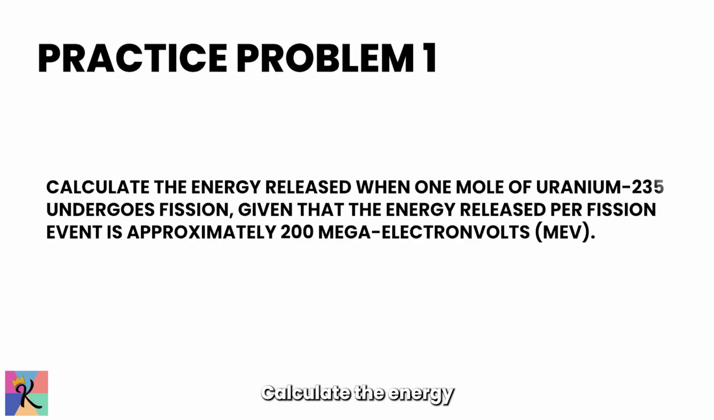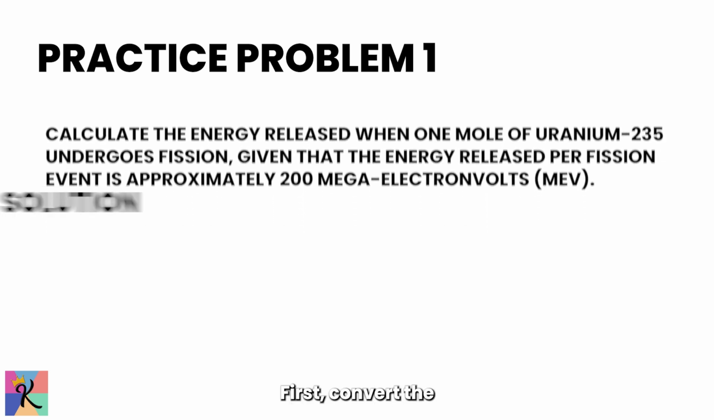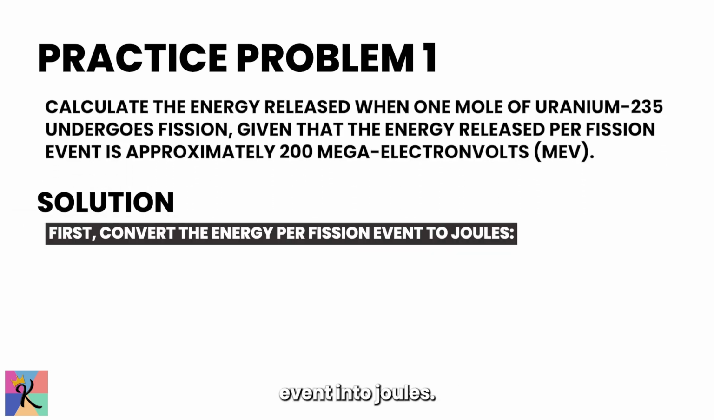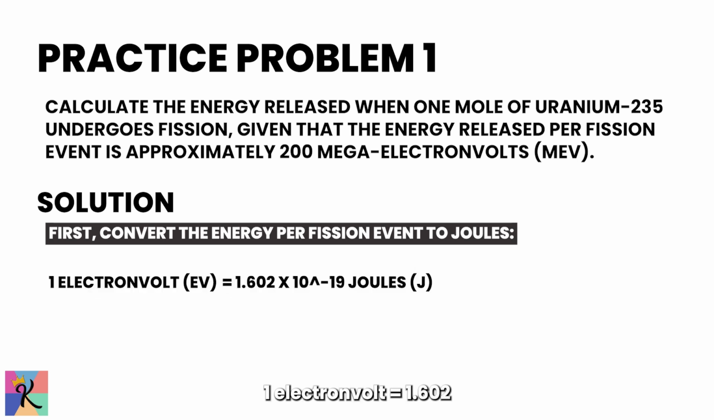First question: calculate the energy released when 1 mole of uranium 235 undergoes fission, given that the energy released per fission event is approximately 200 mega electron volts. First, convert the energy per fission event into joules. So 1 electron volt is equal to 1.602 times 10 to the negative 19th joules, which is a number you'll need to know for the MCAT.